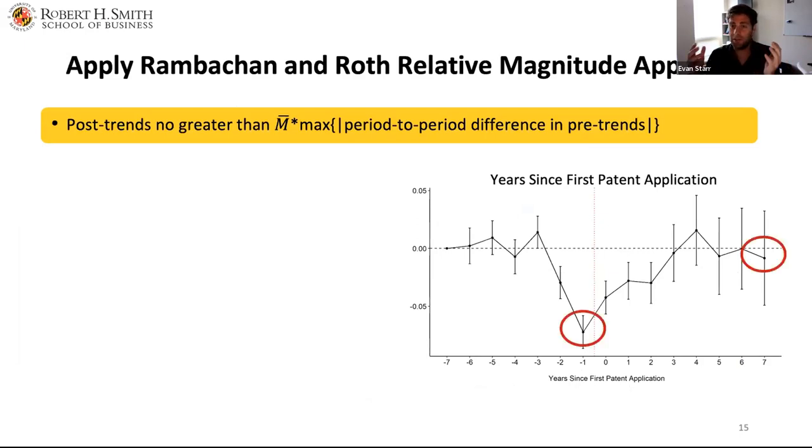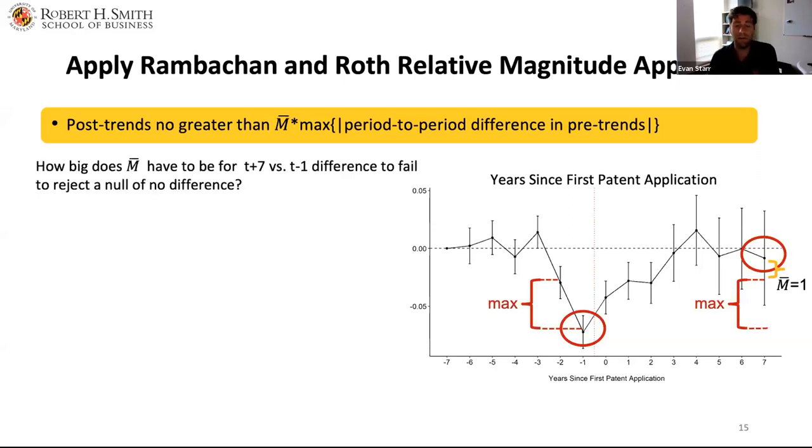Okay, so let's just look at two comparisons here. Let's look at T minus one and T plus seven. If you look at the max difference in the period-to-period pretrends, that difference is biggest here at negative two, negative one. So basically we apply that difference to the T plus seven, and we take the remaining difference between our T plus seven estimate and the T minus one estimate, with the difference then applied. If M bar equals one, this yellow gap would be our residual difference, and we would do inference on whether that's different from zero.